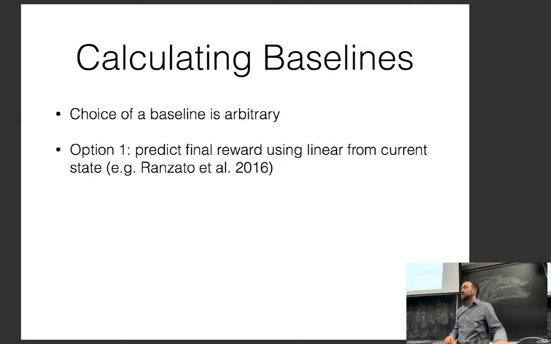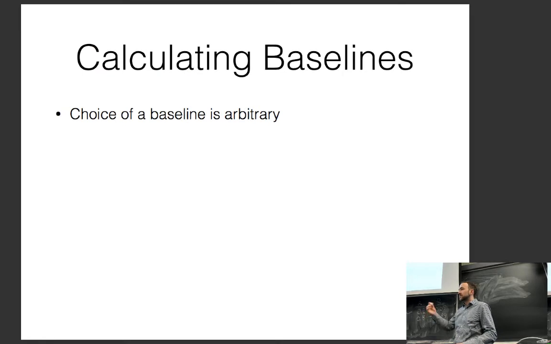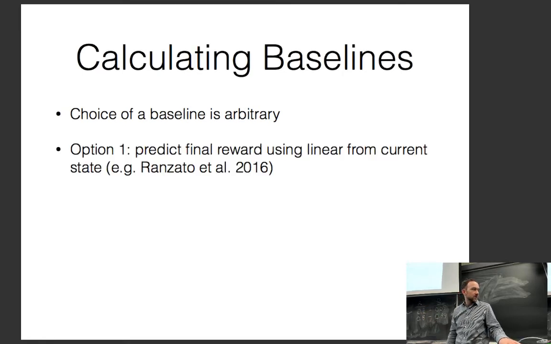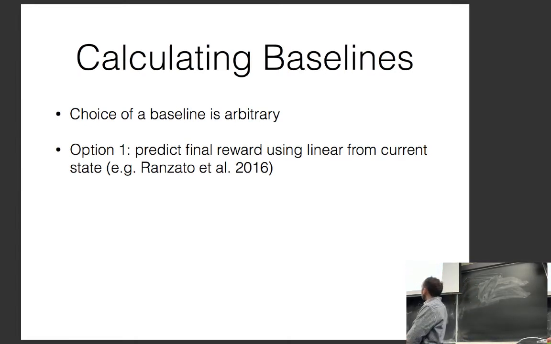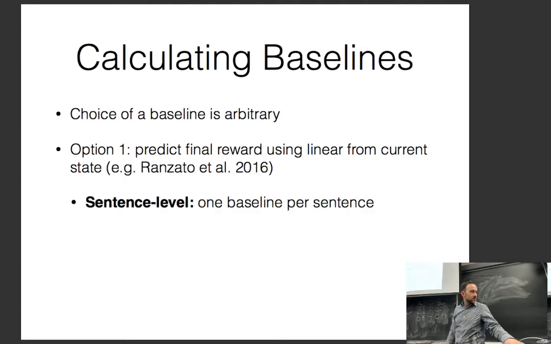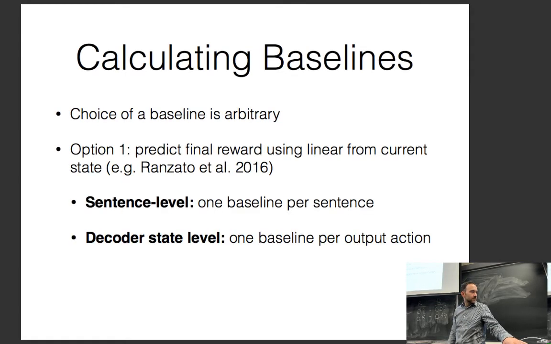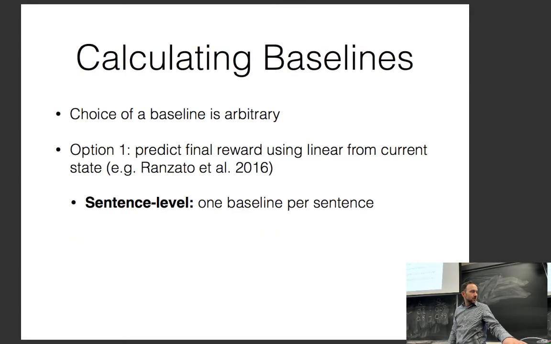The better your baseline is at predicting your expectations, the better baseline it's going to be. So you want it to be as accurate as possible. The one way that people do this is by predicting the final reward using a linear regression from the current state. So there's a couple ways you can do this.